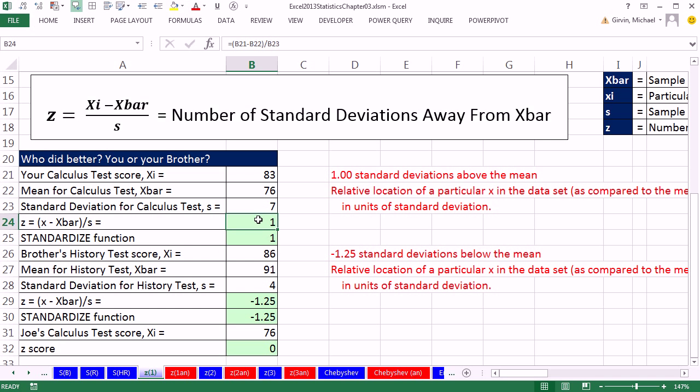Now, we definitely want a measure that will allow us to compare particular x's in units of standard deviation across different data sets. So that's our measure, the Z-score.